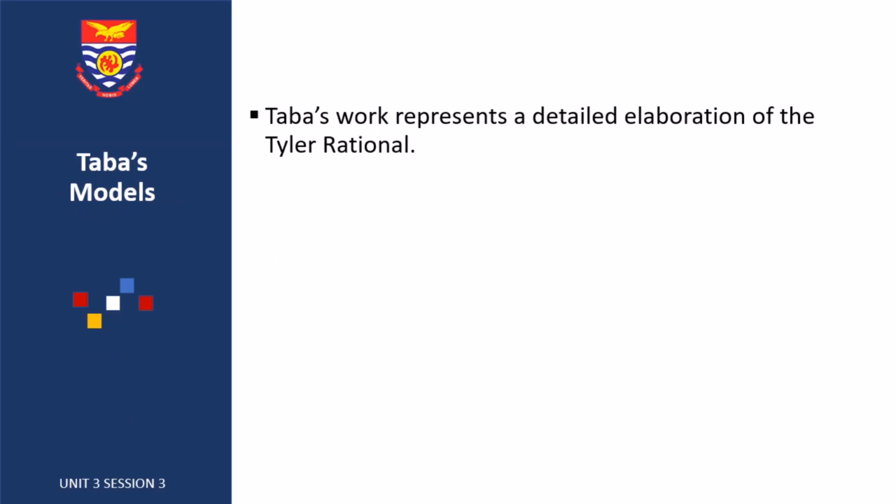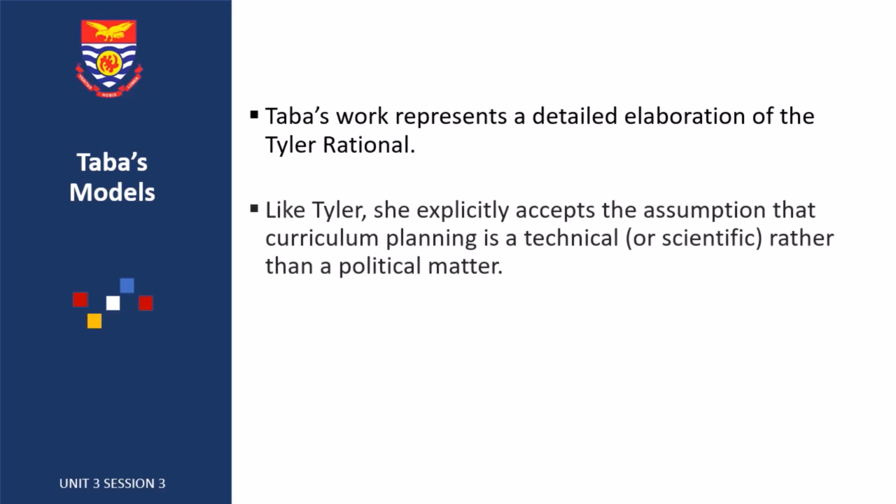Taba's work represents a detailed elaboration of Tyler's rationale. We saw that Tyler's model was made up of 4 phases, and in Taba, the phases are now 7, which means that Tyler's 4 phases have been expatiated into the 7 phases presented by Taba. Like Tyler, Taba also accepts the assumption that curriculum planning is technical. When we say technical, it means it's more a scientific activity rather than a political matter.